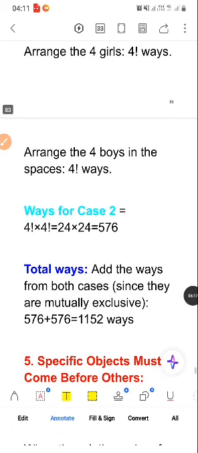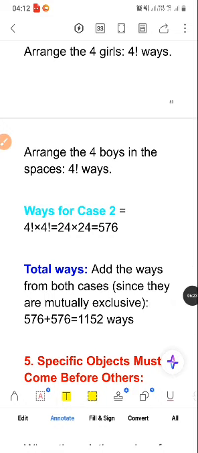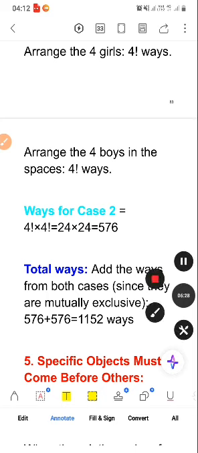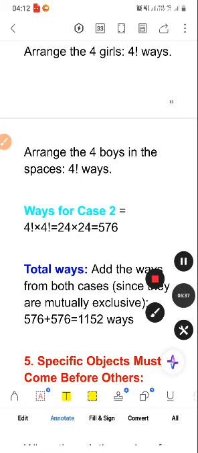When the boy started, we had 576, and when a girl started, we had 576. Since these two are mutually exclusive, we add them and get 1152 ways. So that is how to tackle conditions where the objects must alternate.